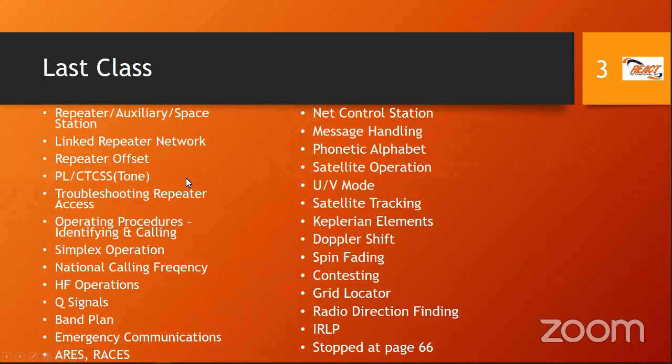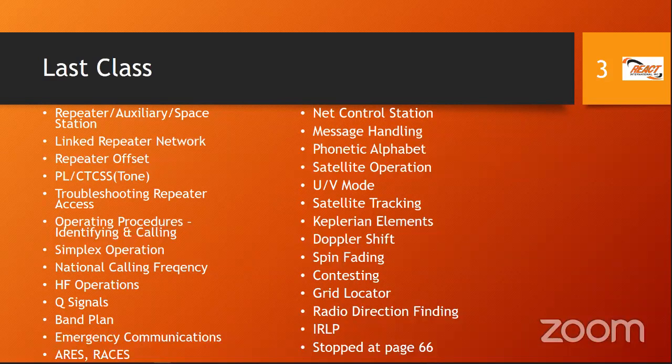Last class, we looked at repeater, auxiliary, and space stations. We discussed what a linked repeater network is. We discussed, again, repeater offset, also PL, CTCSS, also called tone. We looked at troubleshooting repeater access, also operating procedures, how to identify and make a call.